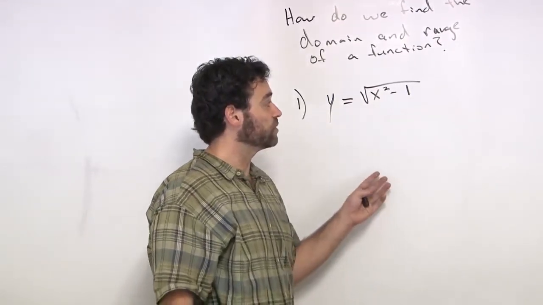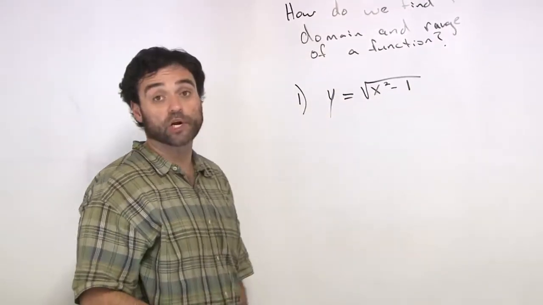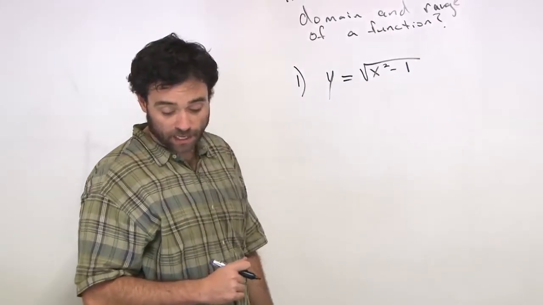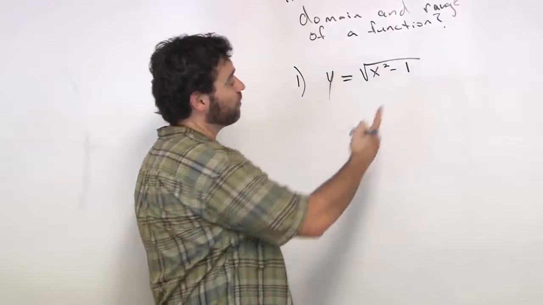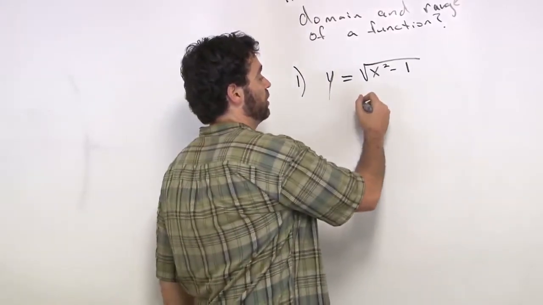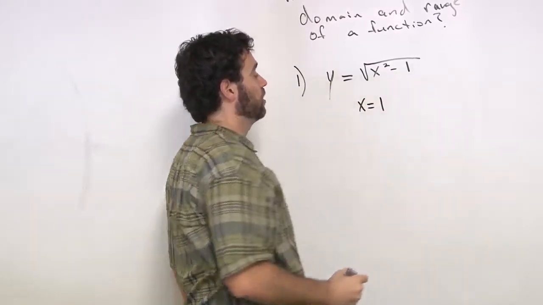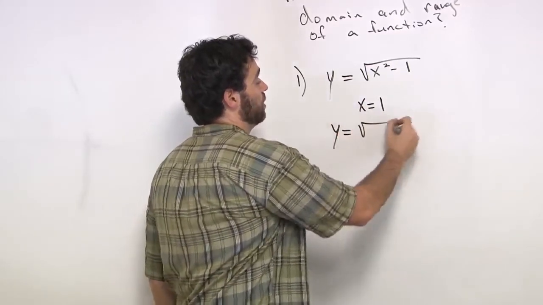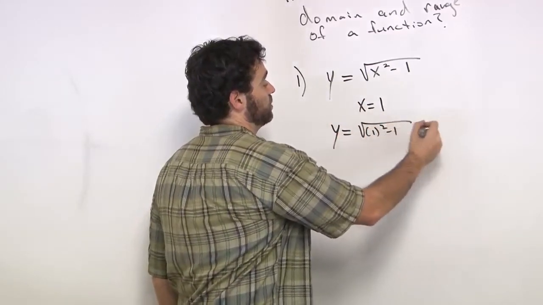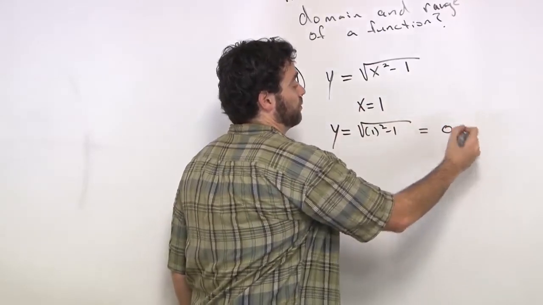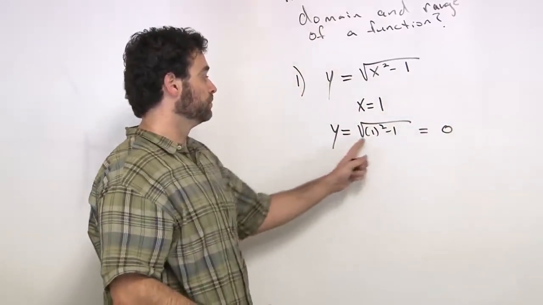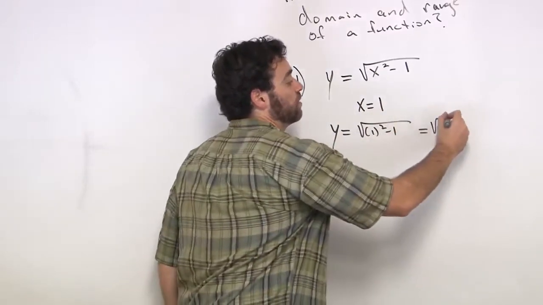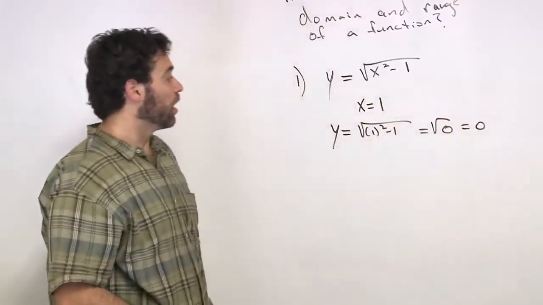We want to put some restrictions on our domain. What could our numbers in our domain be? The first thing I want to look at, say, we'll plug in x equals 1. So y equals 1 squared minus 1, which is 0. That's fine. Okay? So it's 1 minus 1, which is 0. The square root of 0, which we all know is 0. All right, so that's fine.